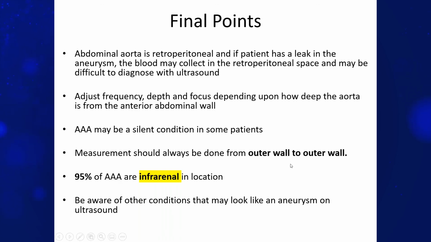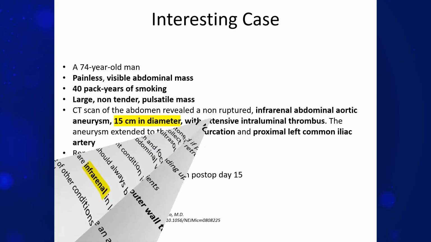And of course, if you see an aneurysm, you want to measure outer wall to outer wall. If there is thrombus in there, be aware. One thing you can do, turn the light off in the room. I have low lighting conditions, so you can actually appreciate the aorta and the lumen and the thrombus. And be aware that 95% are infrarenal. So that's the good news here. Upper abdominal is generally hard to scan because of the bowel gas and other issues, and also is deeper. Be aware of other conditions that might look like an aneurysm.